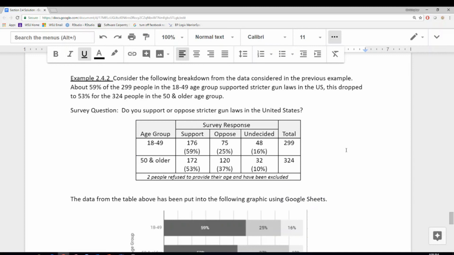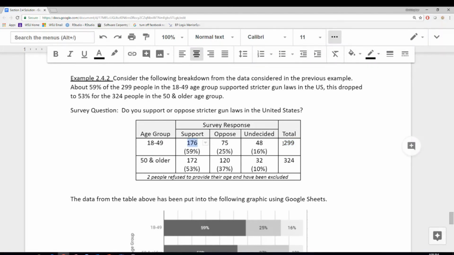All right, let us consider a second example. I'm going to stick with the same theme with that survey question, but here I'm going to look at younger people versus older people and their support for this particular question. So I have 18 to 49-year-olds. How many 18 to 49-year-olds were in this survey? There were 299 of those individuals.